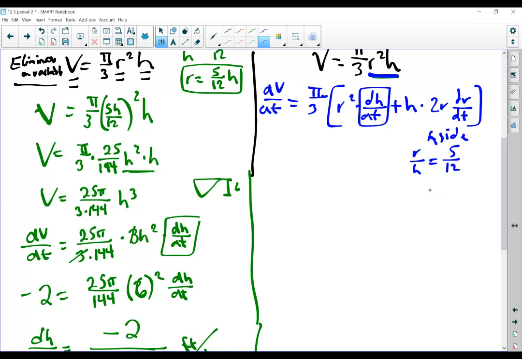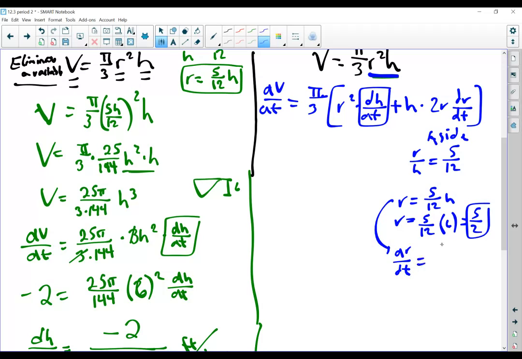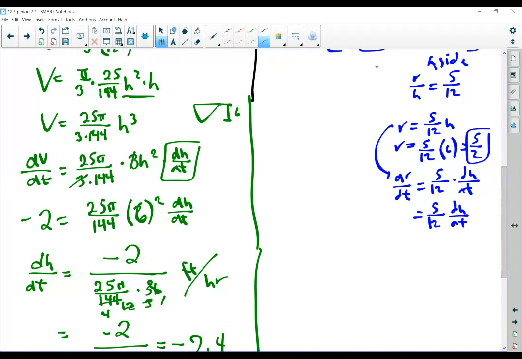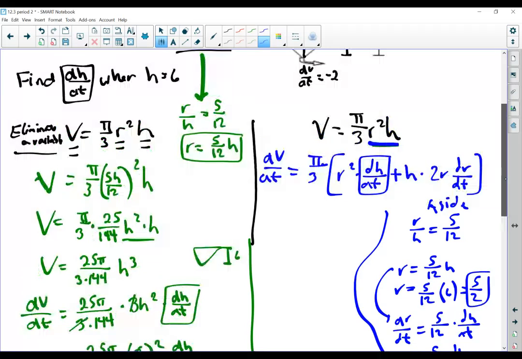Okay, so I know r is equal to 5/12 h. So r would be equal to 5/12 times 6, which would just give me 5/2. Okay, so now I have my r. If r is equal to 5/12 h, then I know dr/dt, guys, is equal to 5/12 times dh/dt. If I take the derivative of that relationship, kind of like what we did with our particle last class, then we would have this. So I would just get 5/12 dh/dt is equal to dr/dt. So now what I would do is I'd plug all that information in. And I'm going to do it down here because I just did not leave myself enough room.